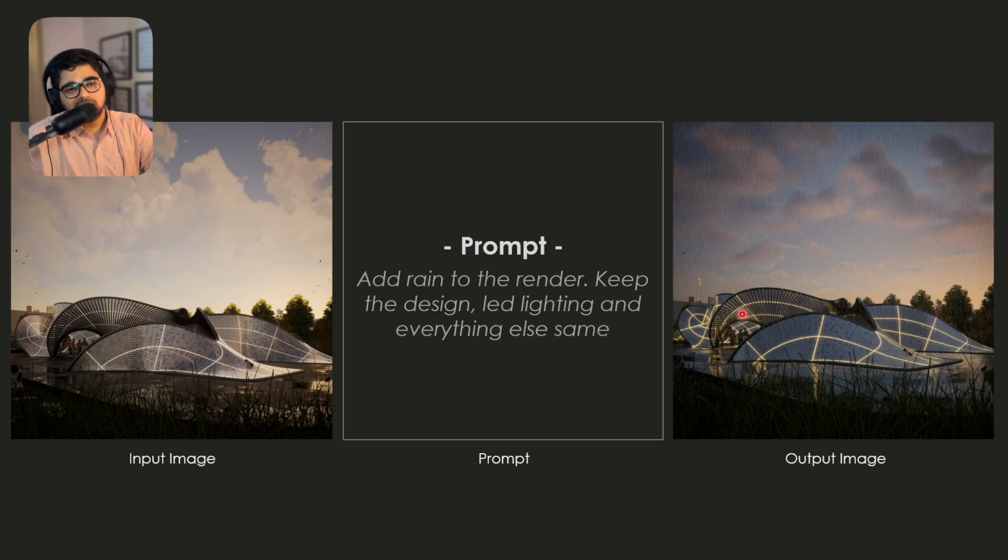So for example, again, I used my favorite render, which is the AI test render. Here I said, add rain to the render, keep the design, LED lighting and everything else same. Okay. I tried it first without saying the LED lighting and it kind of made it go away. So I had to add it. And how nice is this? It has added these rain strokes to the image. It has made the LED lighting brighter. Okay. And it has not changed anything.